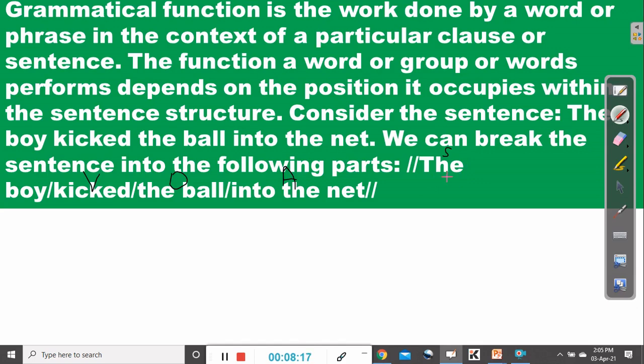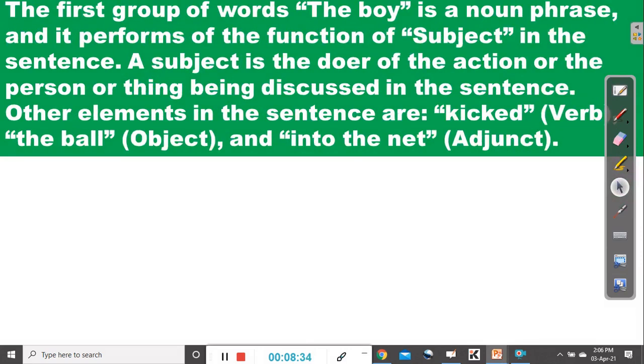We are going to look at this specifically one by one. All right? Now let's proceed. Now the first group of words, the boy, is a noun phrase. All right? That is a noun phrase, the boy. You know, that is the name. It's a noun phrase, and it performs the function of subject in the sentence. Why? We have seen that it occupies the subject position.